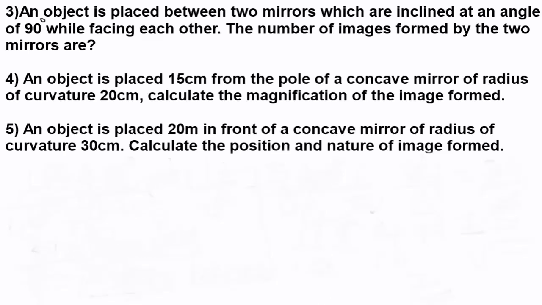Okay guys, so question 5. It says an object is placed 20 meters in front of a concave mirror of radius of curvature 30 cm. Calculate the position and nature of image formed.